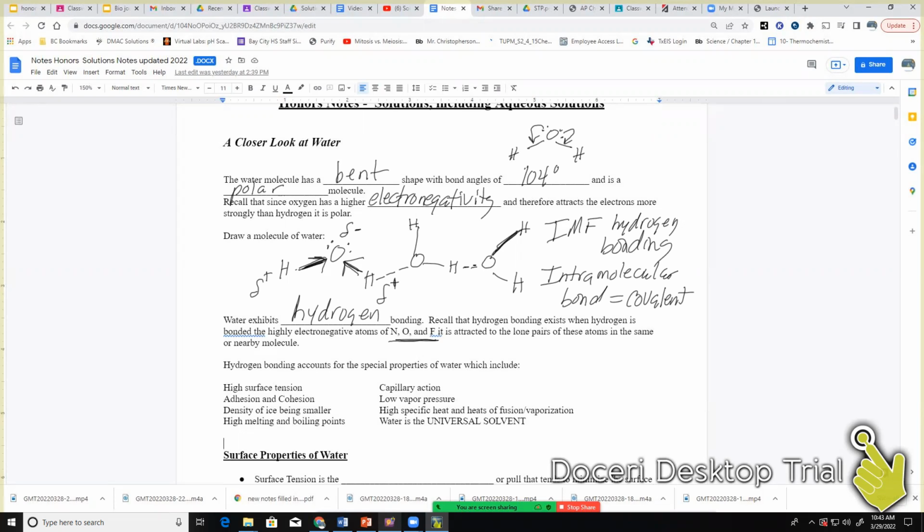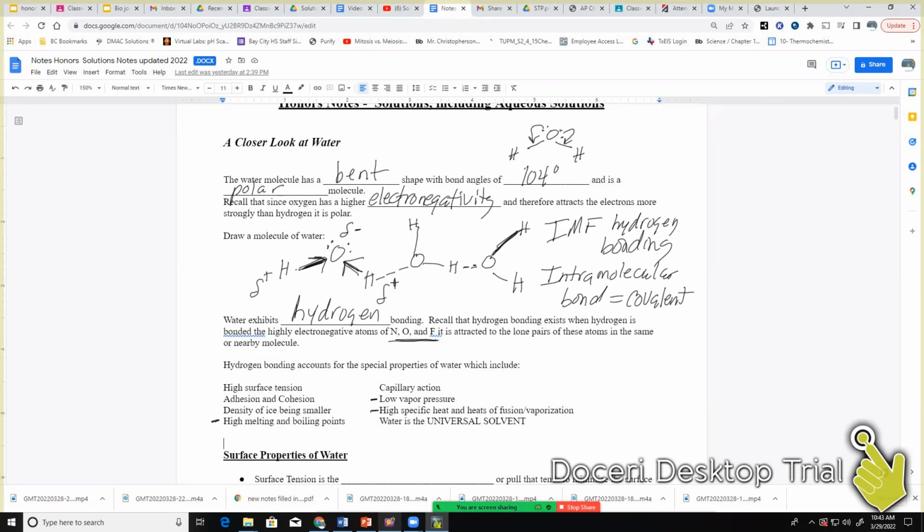High surface tension, adhesion and cohesion. The density of ice becomes smaller. That's why ice floats in water. High melting and boiling points. We'll use that during this unit. Capillary action, low vapor pressure, which means it doesn't evaporate very quickly.